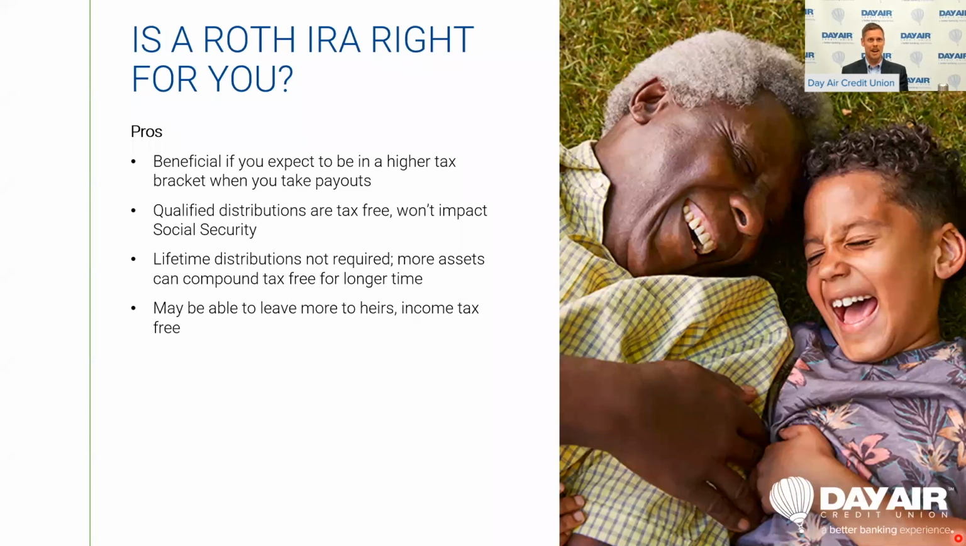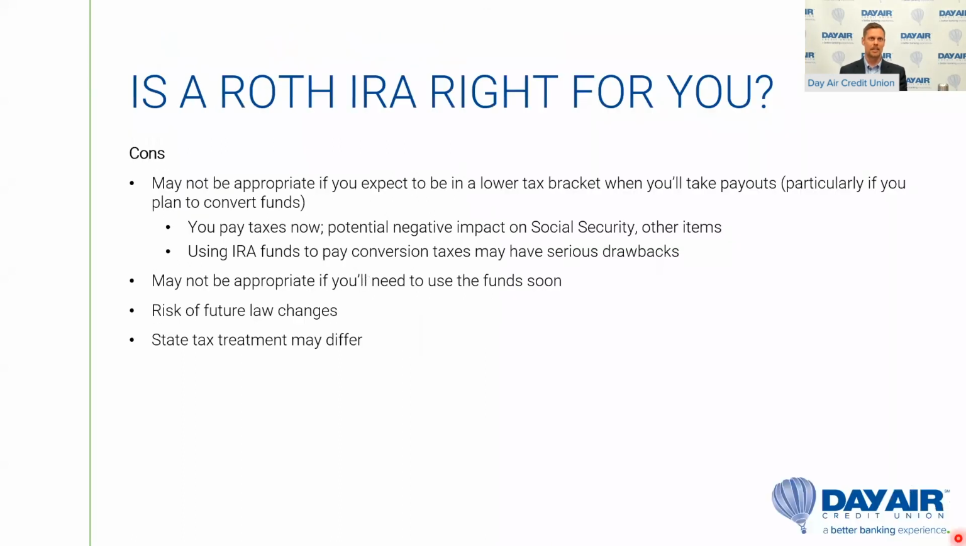You also do not have required minimum distributions at age 72 or beyond. You could actually let that money continue to grow and compound at a tax-free rate for as long as you live. So you may be able to leave additional funds for your heirs on a tax-free basis.